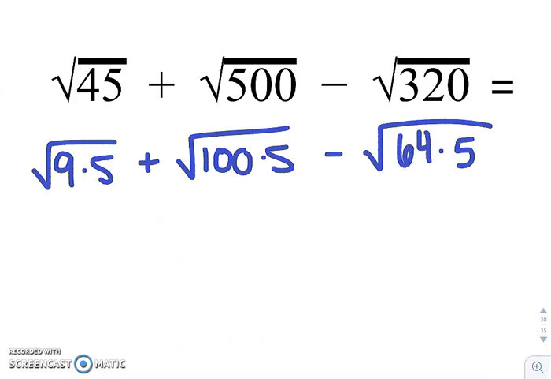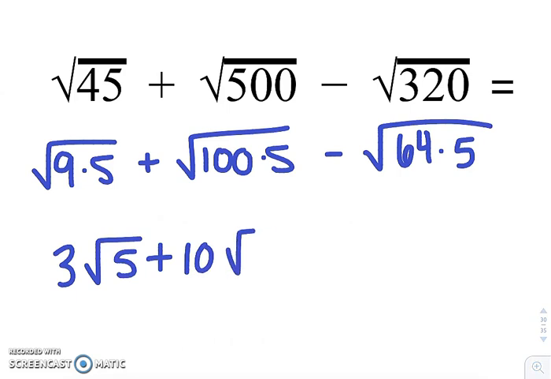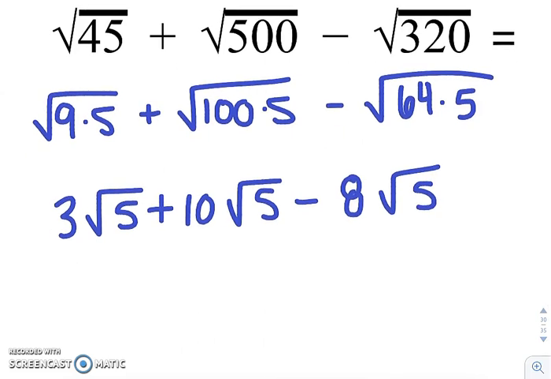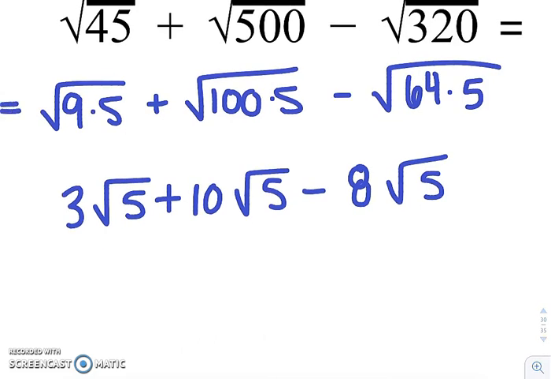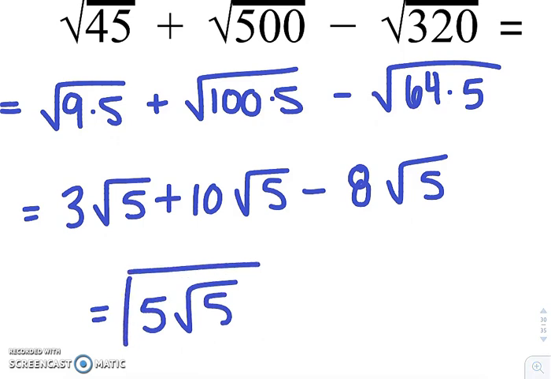So we end up with 3 square root 5 plus 10 square root 5 minus 8 square root 5. And again, you just add the numbers in the front. So what is 3 plus 10 minus 8? That's how many square root 5's you have left. So 3 plus 10 is 13. 13 minus 8 is 5. So we have 5 square root 5's. And again, we went from something much larger to something much smaller.